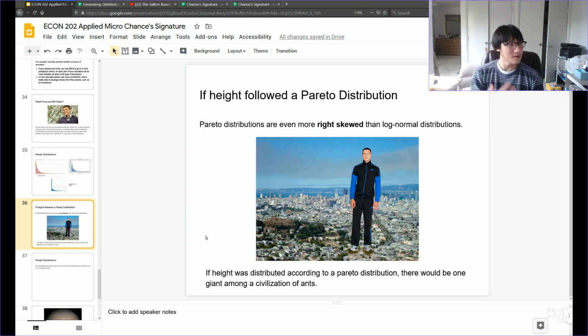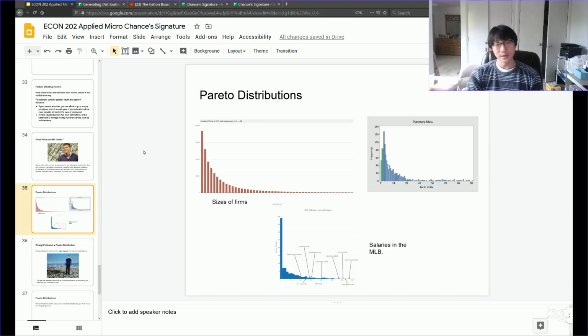Once again, imagine that heights were distributed according to a Pareto distribution instead of a normal distribution. Well, what we would then see is basically just one giant amongst the civilization of ants. It's like an even more extreme version of the log normal. Now, Pareto distributions are also very common.